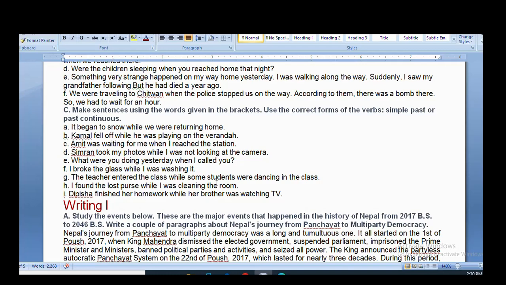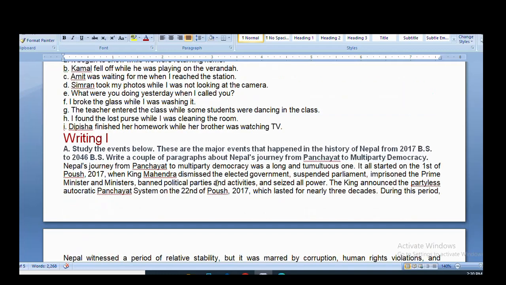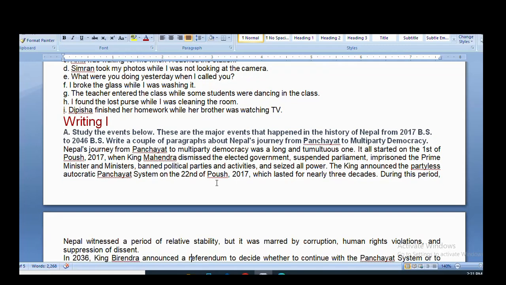I broke the glass while I was washing it. The teacher entered the class while some students were dancing in the class. I found the lost purse while I was cleaning the room. Deepisa finished her homework while her brother was watching television.